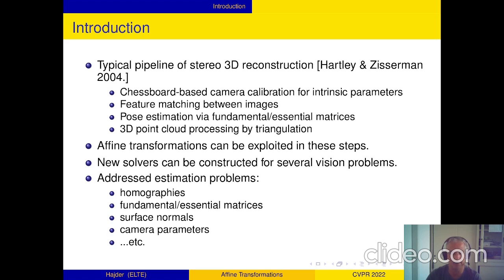The problems to be estimated here are homography estimation, fundamental and essential matrix estimation. We will overview that surface normals can be determined from the affine parameters, and the camera parameters, including the intrinsic and extrinsic. The camera pose can also be addressed. The estimation of these parameters can also be addressed.